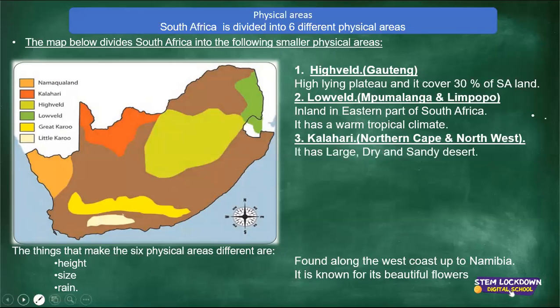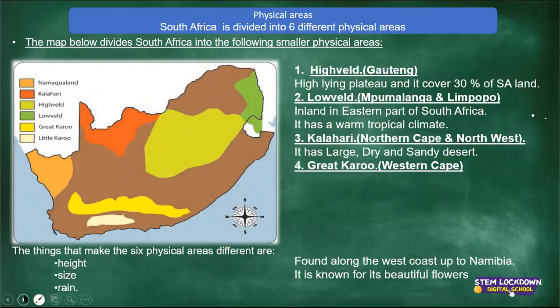This area has a large, dry and sandy desert. Those who are from Northern Cape and Western Cape will agree with me if I say this area is very dry and sandy.